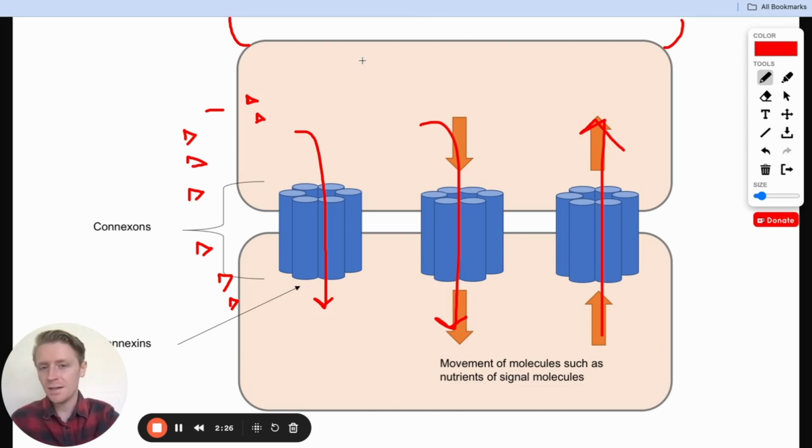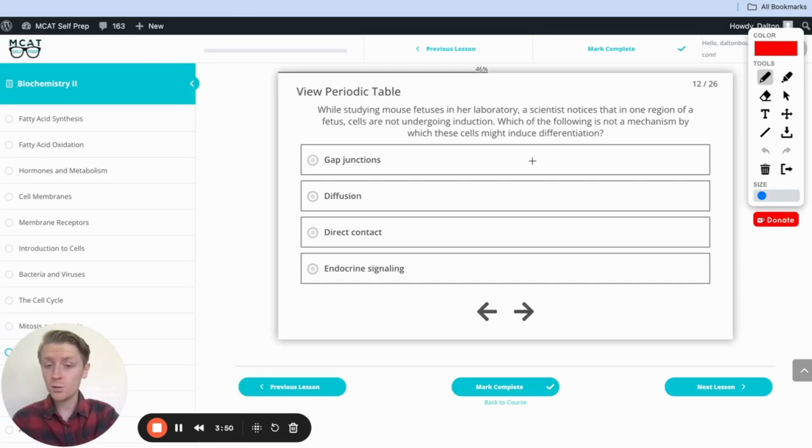Now that we have that understanding, let's go back to this question and see what we can figure out. All right, so looking at this question, right here we're talking about cells in a mouse fetus, right? And we want to know which of the following is not a mechanism by which these cells might induce differentiation. Starting here, we talked about gap junctions, right? That was the first one we talked about. We know that cells can induce differentiation that way, so this is going to be incorrect.